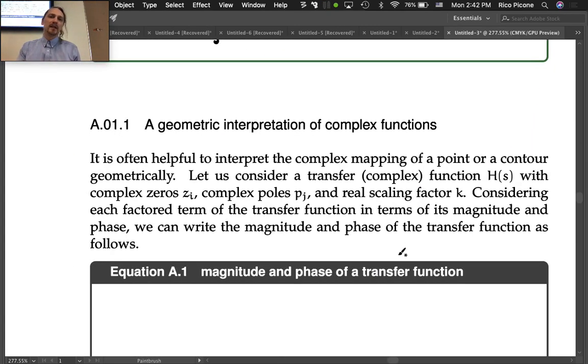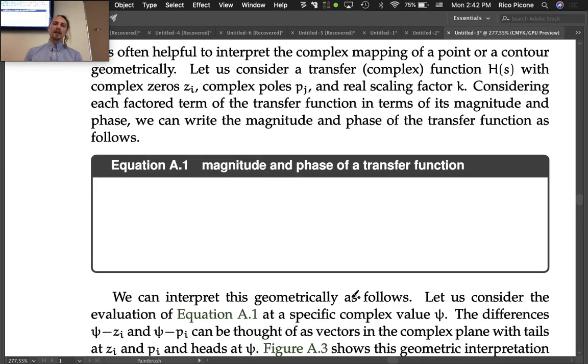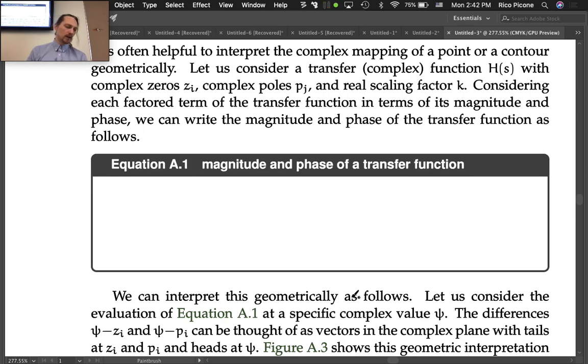NBD, right? Okay, so this is the part that is the payoff for what we're going to be doing on Wednesday: geometric interpretation of complex functions. It is often helpful to interpret the complex mapping of a point or a contour geometrically. Let us consider a transfer function, H of s, with complex zeros, zi, complex poles, pj, and real scaling factor k. Considering each factored term of the transfer function in terms of its magnitude and phase, we can write the magnitude and phase of the transfer function as follows.